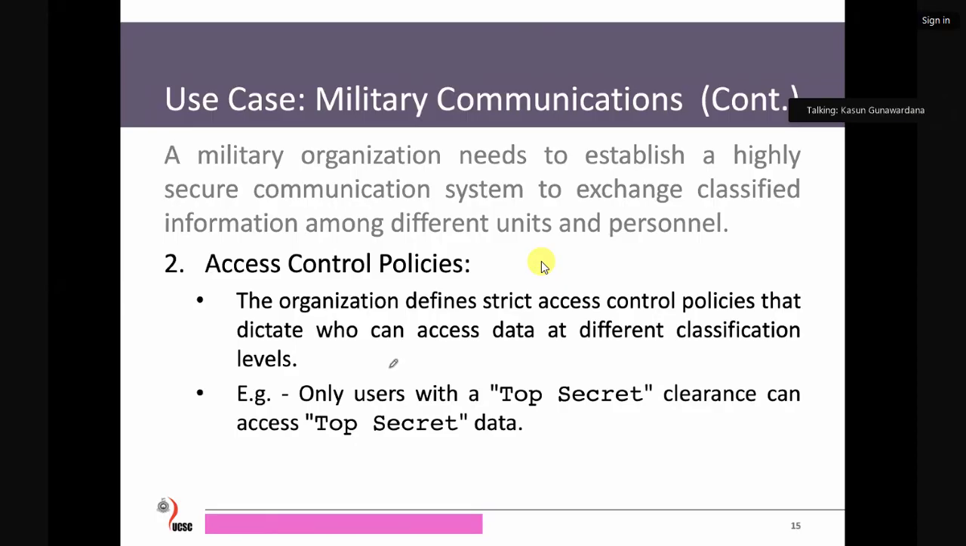Access control policies: the organization defines strict access control policies that dictate who can access data at different classification levels. So we can say that only users with top secret clearance can access top secret data. That is a very simple access control policy rule.